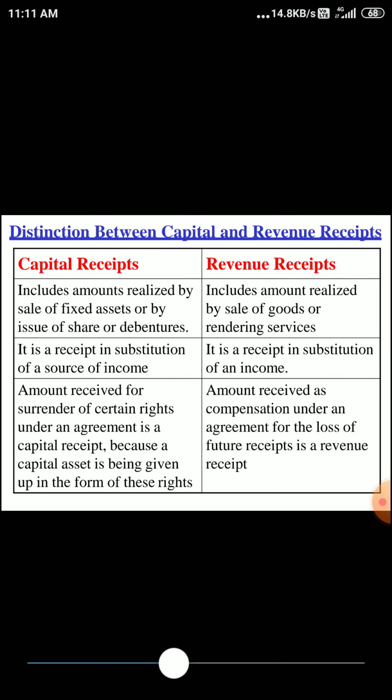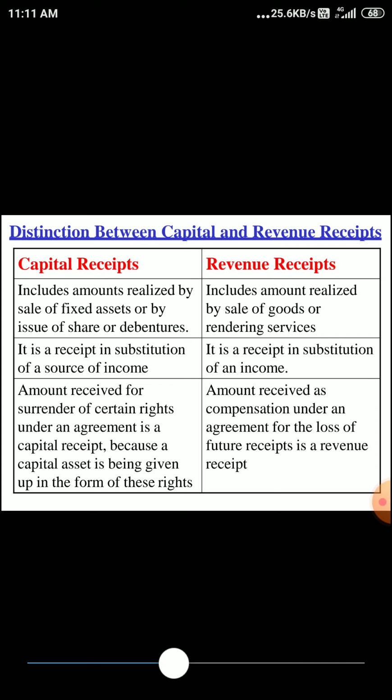Now there is a certain distinction. Based on the meaning and definition, we can analyze the distinction. First, capital receipts include amounts realized by the sale of fixed assets or by issue of shares or debentures, whereas revenue receipts include amounts realized by sale of goods or rendering services. So this is the first difference.